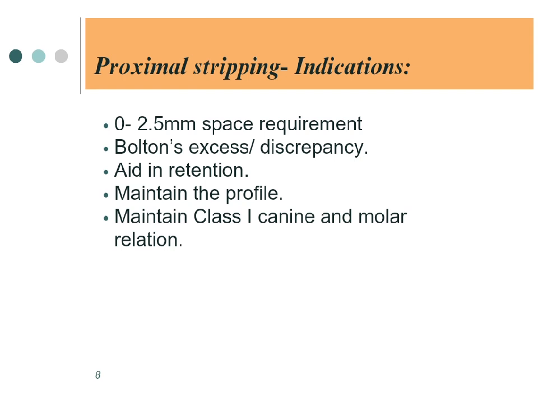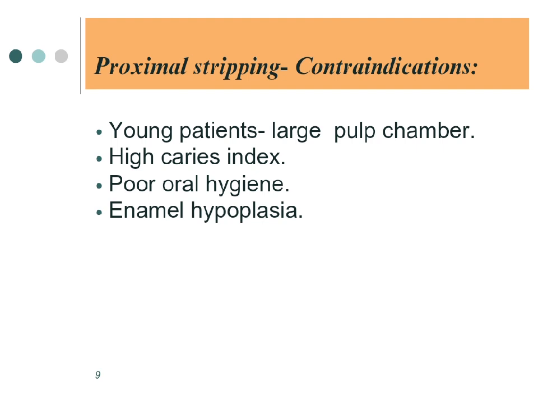Indications of proximal stripping: when there is 0 to 2.5 mm of space requirement, Bolton's excess or discrepancy, to aid in retention, maintain the profile, and maintain class 1 canine and molar relation. Contraindications of proximal stripping are young patients where there is a large pulp chamber, high caries index, poor oral hygiene, and enamel hypoplasia.